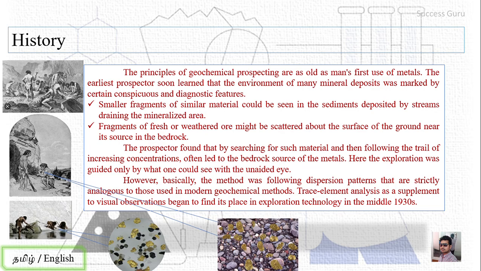So in the initial stage, they would find the traces in a river, then they would move towards the source of the river, where you can find the bedrock of that type of metallic deposit, right? And you can go for exploitation from that. So this is the way to find the dispersion pattern and move towards the concentrated zone, right?